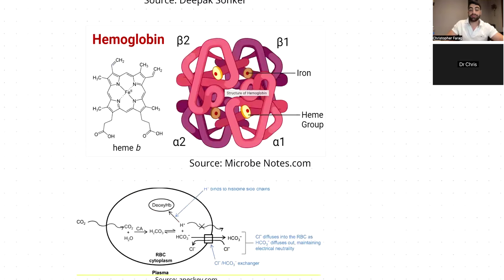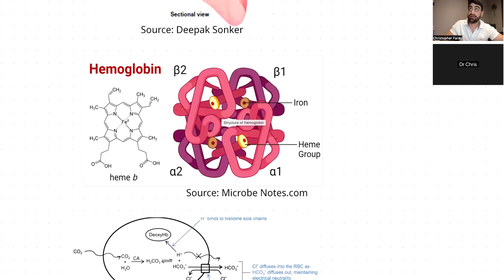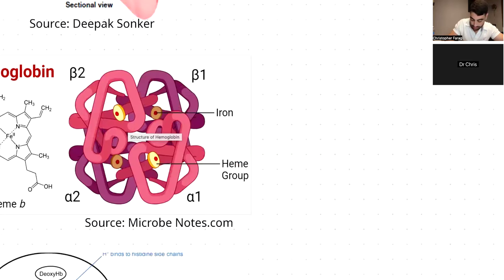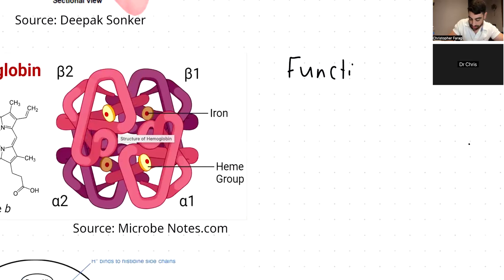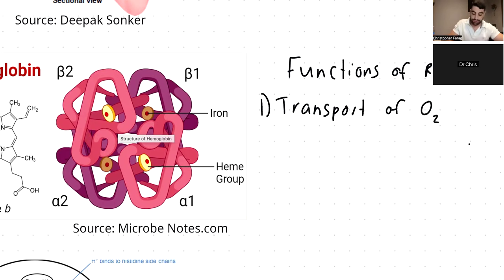So generally, red blood cells can be classified as having three main functions. The first being, of course, the transport of oxygen. So functions of red blood cells, RBCs. The first one, and arguably the most important, is the transport of oxygen. Now, how does it do that? So red blood cells contain this complex here called hemoglobin.